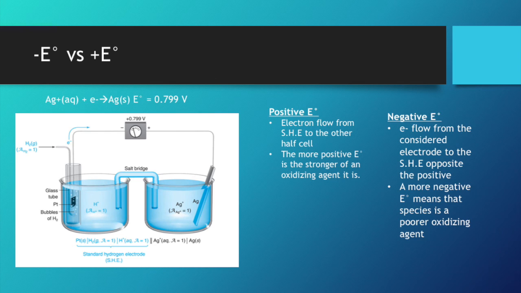If E naught has a negative value, the electron flow is considered from the electrode to the standard hydrogen electrode, opposite the positive. So it's moving in the opposite direction of the positive. And a more negative E naught means that the species is a worse oxidizing agent than the other.